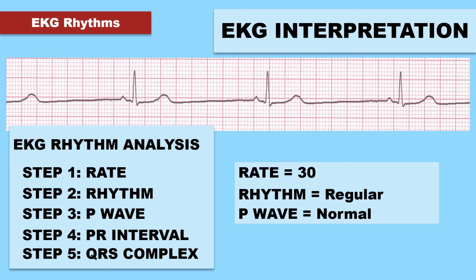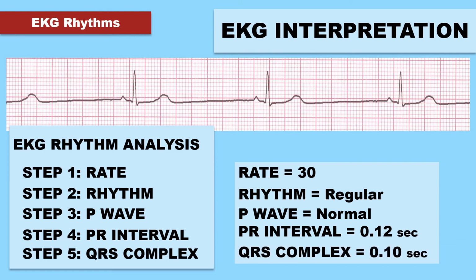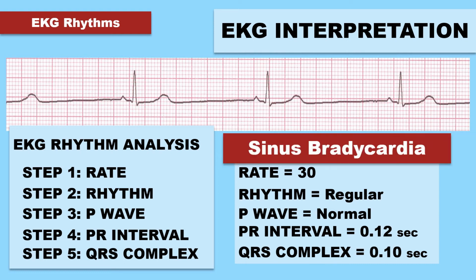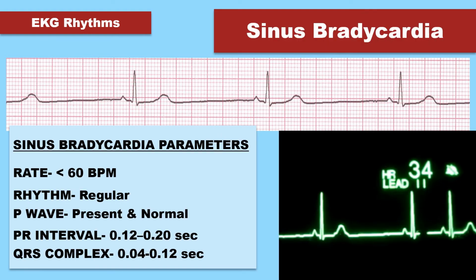If we look at the PR interval and count the boxes, we should come up with 0.12 seconds. And if we look at the QRS duration and count the boxes, we should come up with 0.10 seconds. Given that this rhythm is regular and the rate slow, and we have a P wave before every QRS that looks normal, the PR interval and the QRS complex are within normal range, then this rhythm is interpreted as sinus bradycardia. Remember, this is a deviation from normal sinus rhythm.